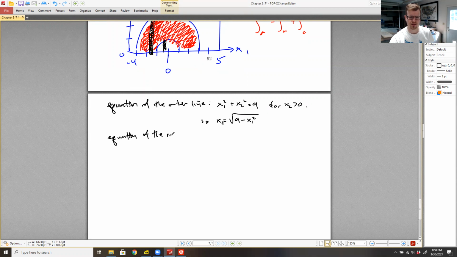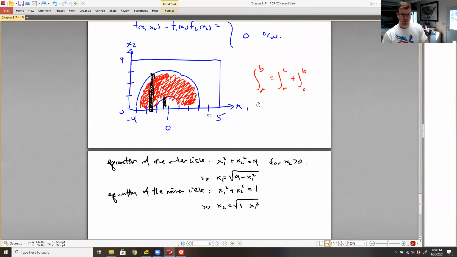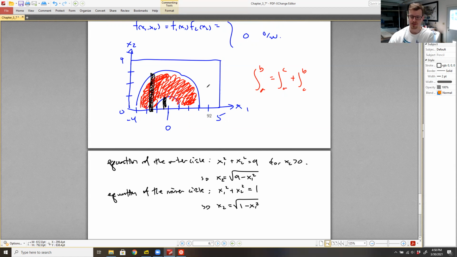All right, so we have that, and then the equation of the inner, I suppose I should call them circles. Outer circle and the inner circle is, of course, x1 squared plus x2 squared is equal to 1, radius 1 there. So similarly, x2 on that one is equal to the square root of 1 minus x1 squared. So with that, for the larger region, I can integrate from 0 to the square root of 9 minus x1 squared, and then I can integrate over the variable x1 from -3 to +3.